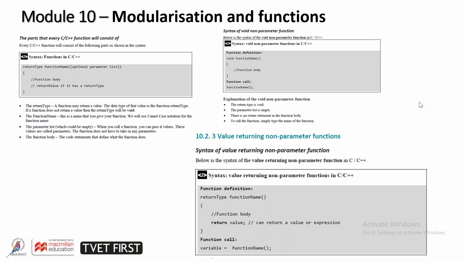So we have void functions, and we have functions that return values and functions that don't return values. We call the functions that don't return values void functions. We have the function prototype, which is like your header, and then we have the body of the function, which we call the definition.